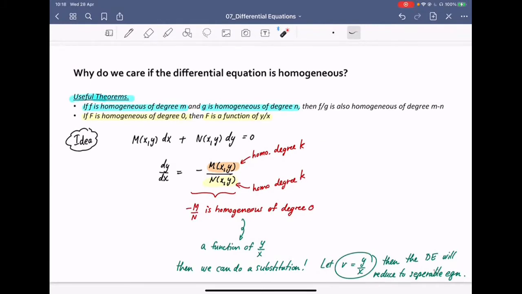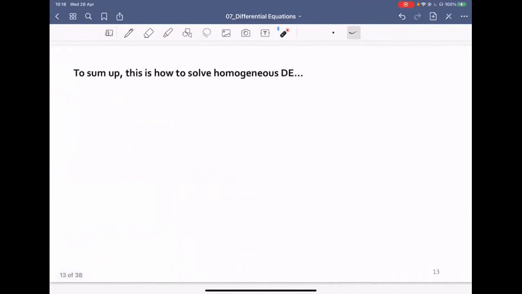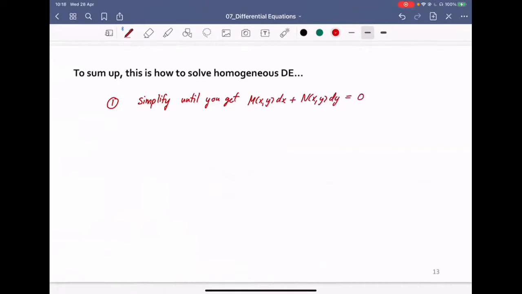This is the idea, but when you do the question, this is what you should do. Steps to solve a homogeneous differential equation. First, simplify until you get m x y dx plus n x y dy. All right, this is the first step. You simplify to this form first.